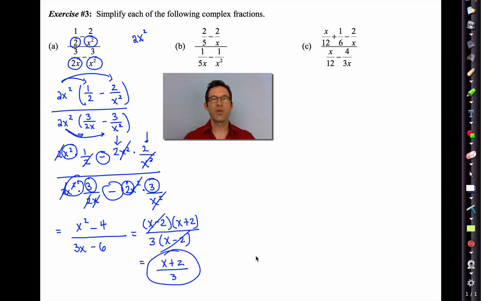Awesome. That's pretty cool, isn't it? I like complex fractions. They're kind of fun. You know, you identify what's going to cancel all the small denominators, multiply the numerator and denominator by that quantity. Once you've simplified all of that, you then try to simplify the final fraction. So, take a try at letter B on your own.